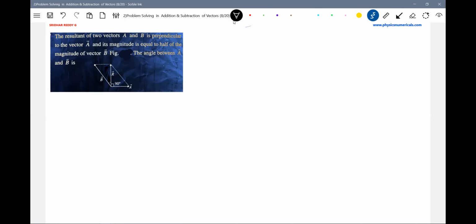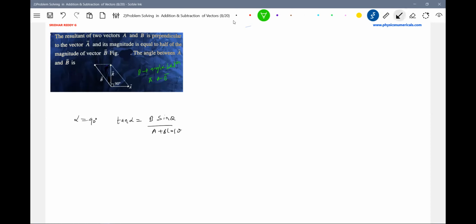So what we can do here, directly let me take the formula, because alpha will be 90 degrees, because R is a resultant, no? So therefore tan alpha equals b sine theta by a plus b cos theta. Now you can ask questions, sir. What is theta? Theta is the angle between a bar and b bar. Here, what is the theta?